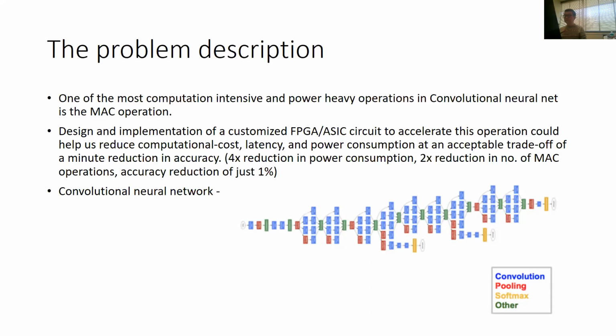Hence, the design and implementation of a customized FPGA or an ASIC circuit that could accelerate this operation would help us reduce computational cost, latency, power consumption. This would obviously come at a cost. It would not be free. We would face a slight reduction in accuracy, but it's a fair trade-off at this point because the reduction in accuracy is just 1%, whereas the reduction in power consumption is 4x, which is basically 400%. And there's also a 200% reduction in the number of operations.